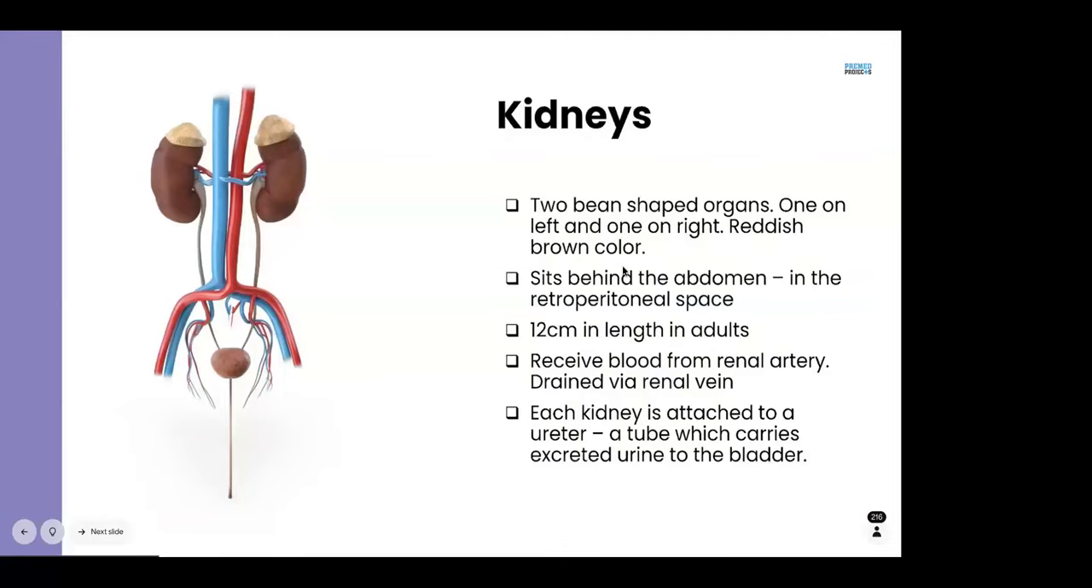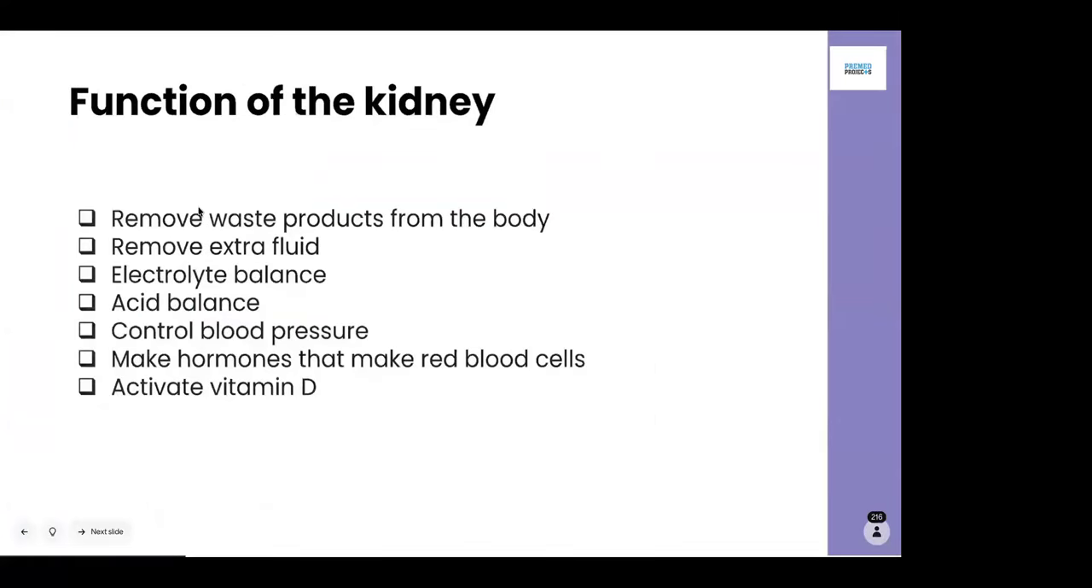Okay, so the kidneys receive blood from the renal artery and are drained via the renal vein, and each kidney is attached to a ureter. This is a tube that carries the excreted urine to the bladder, and the bladder basically stores your urine. And then the bladder, via the urethra, takes urine to the outside world. So this is basically the general anatomy of the urinary system.